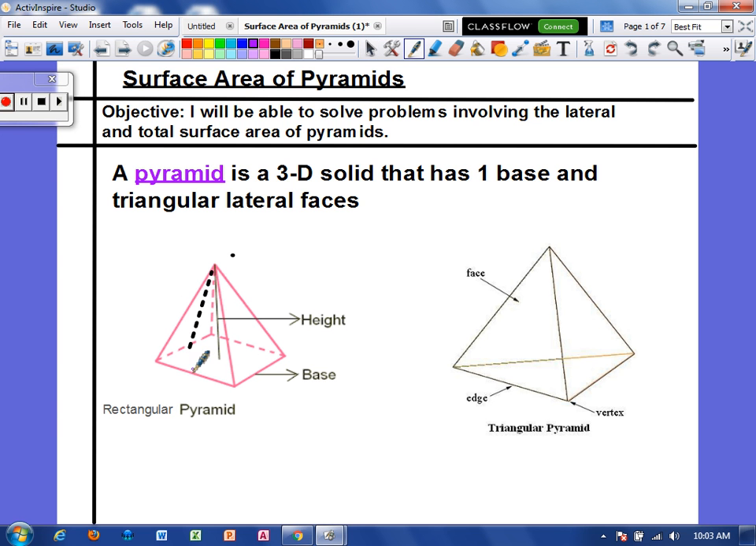If you have the height of a triangular face, like right here, we can see the height and it slants. So we call that the slant height. And we are going to use that to help us find the area of each face, and you'll see what I mean by that in just a moment.